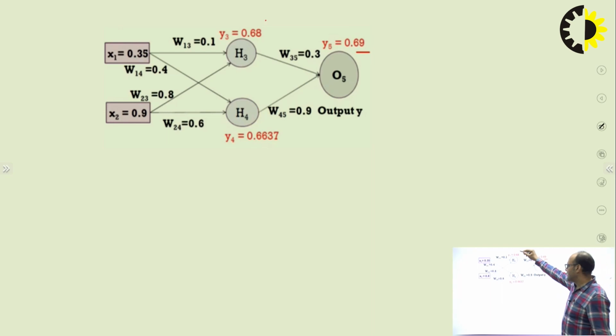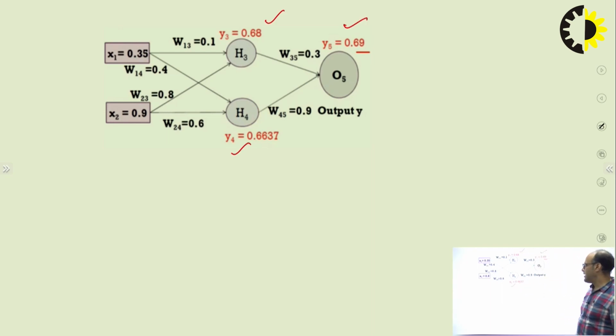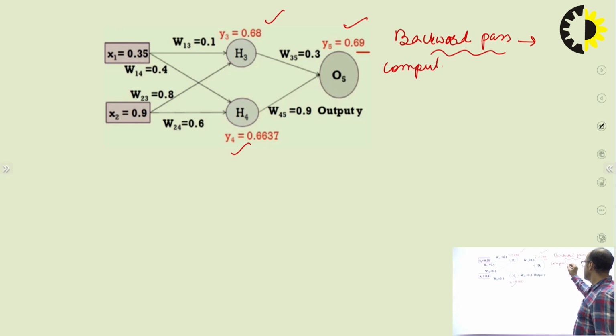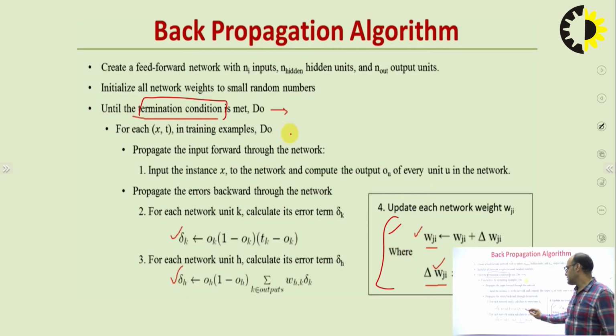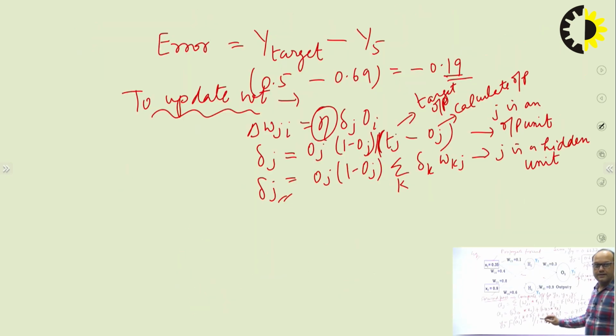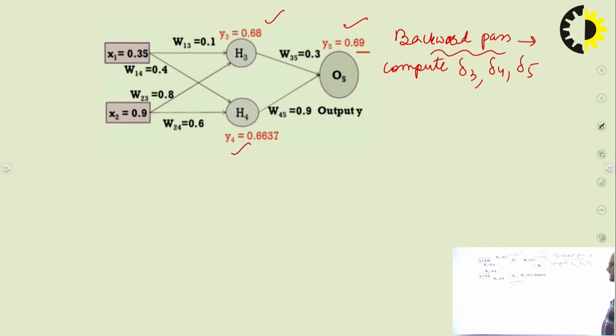See, so we have calculated y3, y4, y5. So now what we have to do, we have to perform the backward pass. How is the backward pass done? For the backward pass we need to compute delta 3, delta 4, delta 5. This is for the output unit, this is for the hidden unit. Delta 3, delta 4, delta 5.